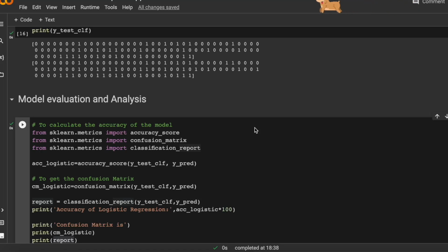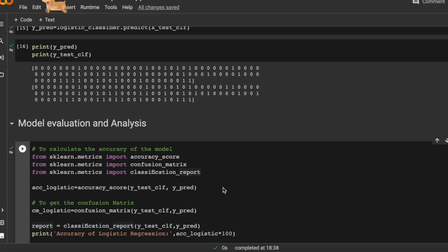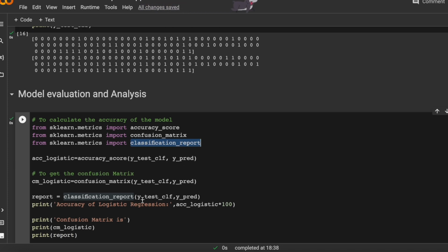Okay, so now that we have seen how to train our model and do the prediction part, next we are going to see how to evaluate and analyze the model. In scikit-learn we have tools for that. In the library scikit-learn.metrics, we have three functions: accuracy score, confusion matrix, and classification report. Those are the three things we are going to see. There are a lot of other things, but these we'll be using more often. So let's see how they work.